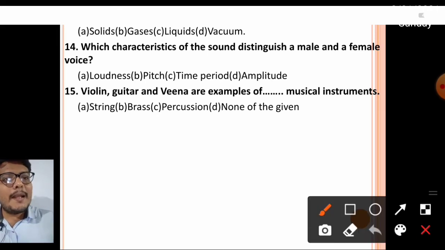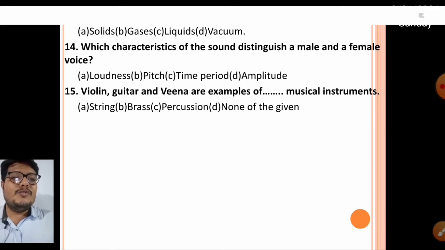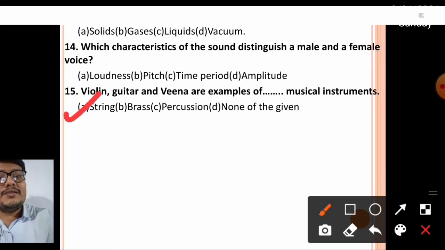So what remains? Pitch here. This one will be our answer. The characteristic of the sound that distinguishes whether it is a sound of a male or a female depends on the pitch of the sound or vibration. Okay, next one. Violin, guitar, veena are examples of blank musical instruments. If you try to find what is common between these three things: guitar, there are wires, right? Or we can say strings. In veena there is a string. In violin there is a string. So simply our answer is string, right?